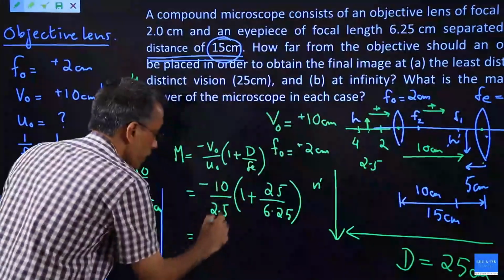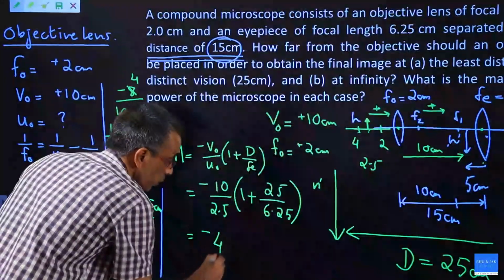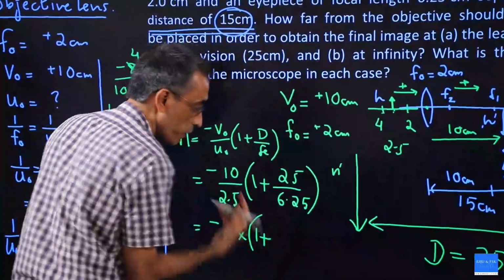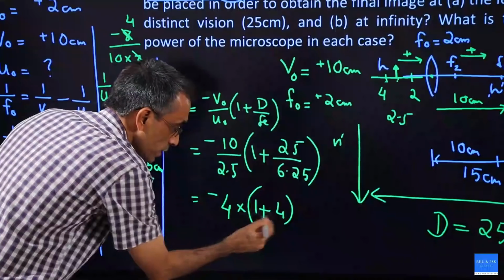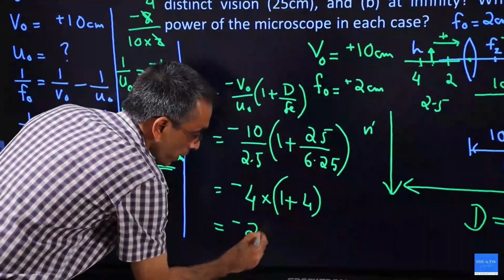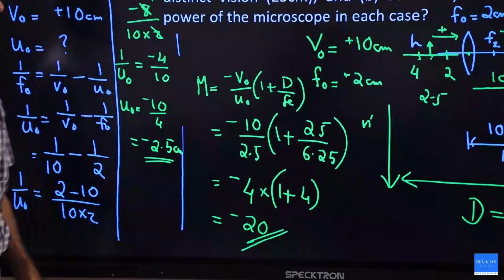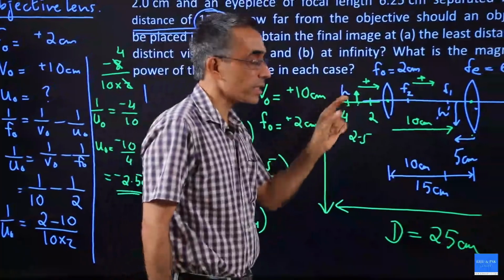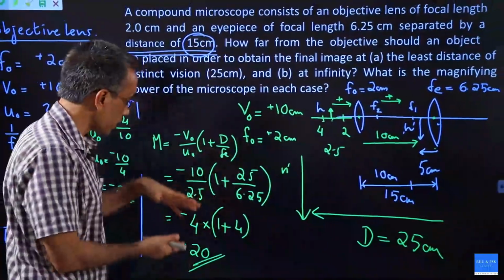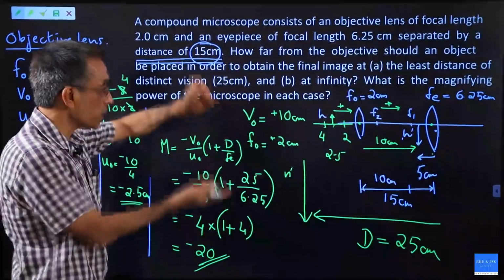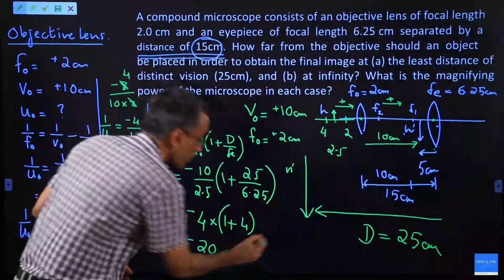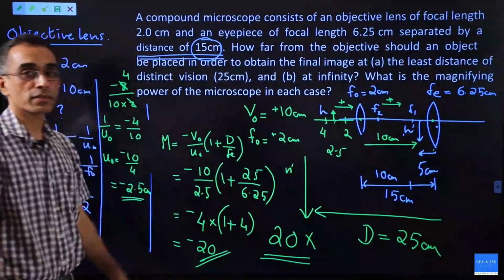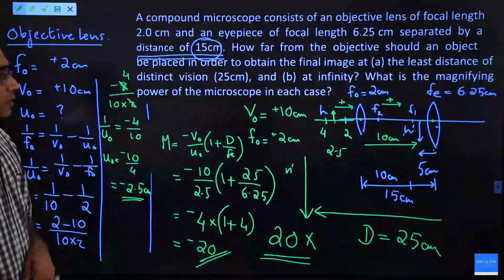So 10 by 2.5 gives you minus 4, into 1 plus 25 by 6.25, which is again 4. So this is 5 into minus 4. This gives you minus 20. So the magnification produced by this system for case A is 20. That means any object of size 1 centimeter will be seen as 20 centimeter. Minus sign means inverted image. So this is the magnification that we normally write as 20x in microscope. 20x. So that is the first part.